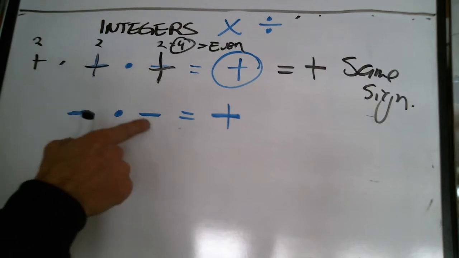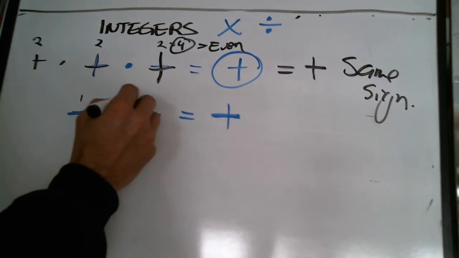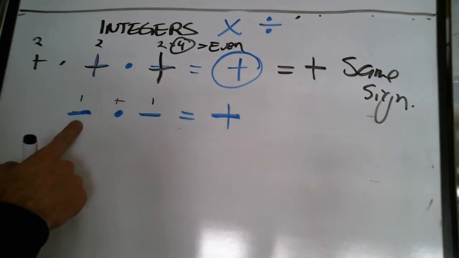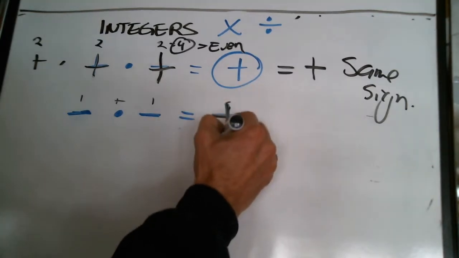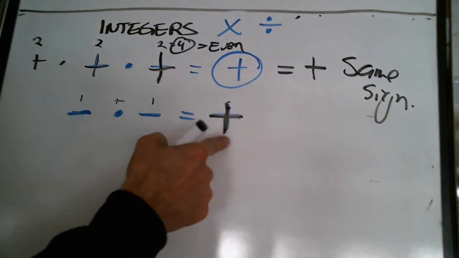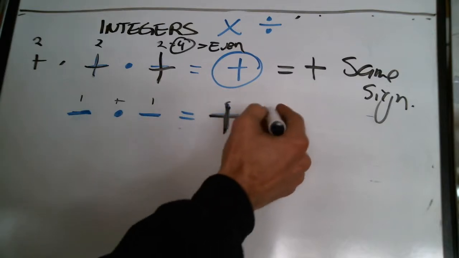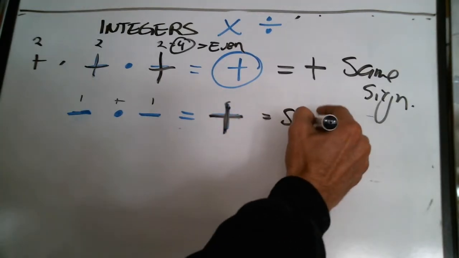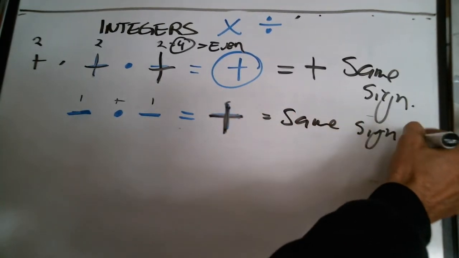Now down here, I've got a negative and a negative. Well, that's 1 plus 1 line. See how it actually makes a positive if I turn this one? These are just little clues to help you. This is same sign. It's going to be positive.